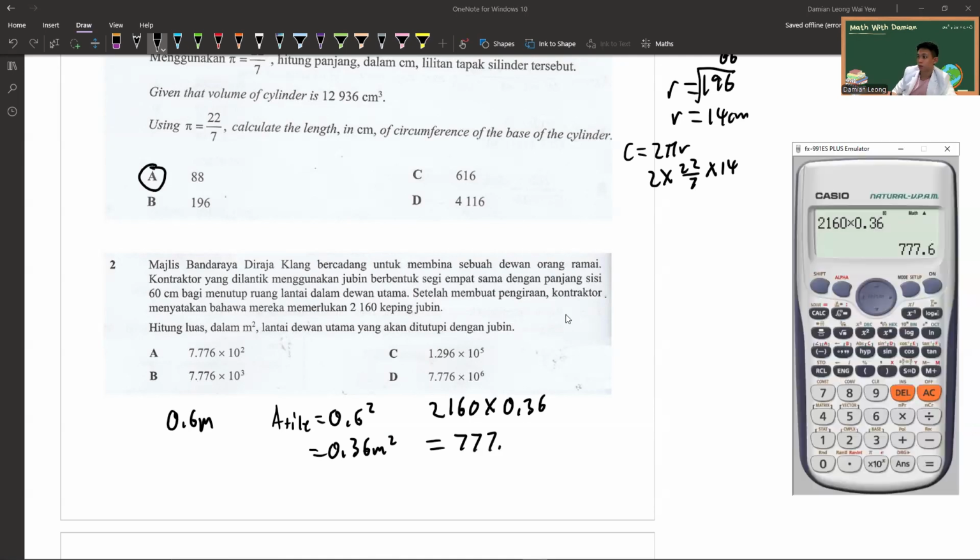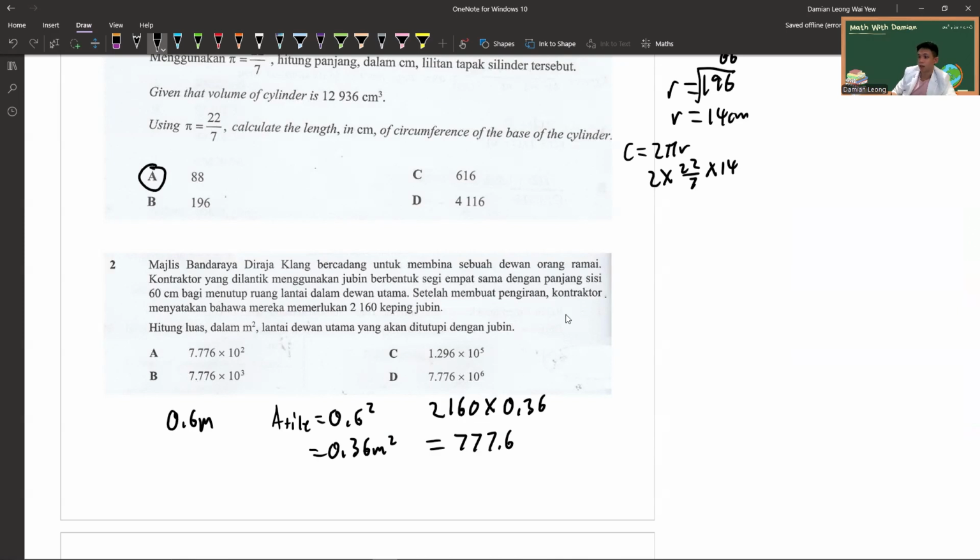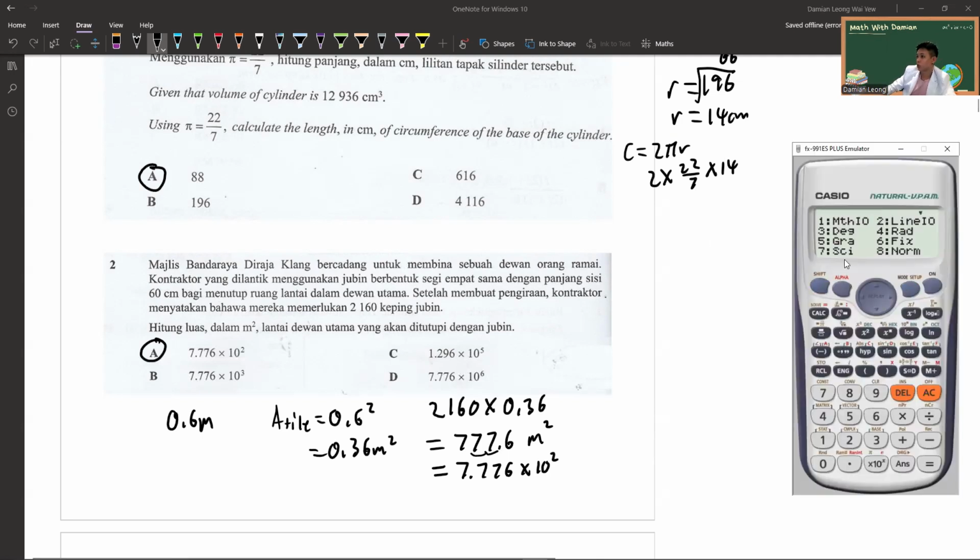777.6 meter square. This is to be converted to a single number in standard form: shift two spaces, divide by 100. So I have to times back 10 to the power of 2. So the answer would be A. Of course, if you want to use a calculator to put it in standard form by changing it to scientific notation mode, you can maximize the number of decimals. You would also get the same thing, 7.776 times 10 to the power of 2.